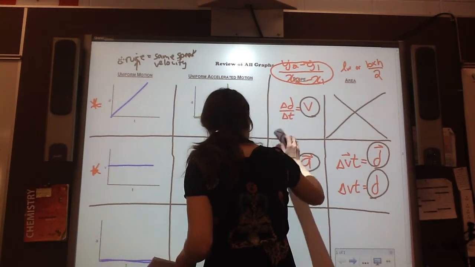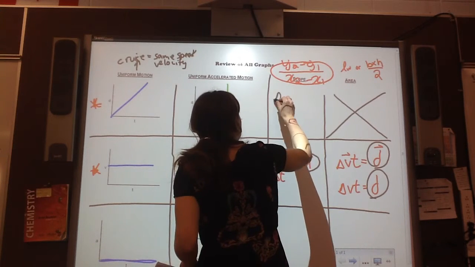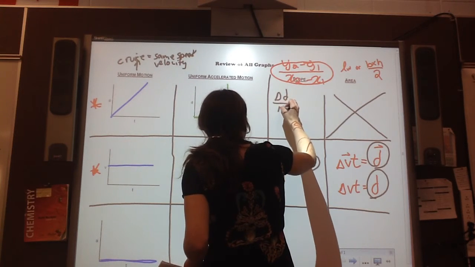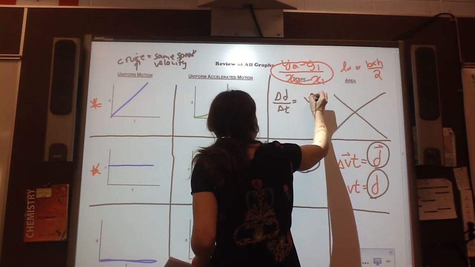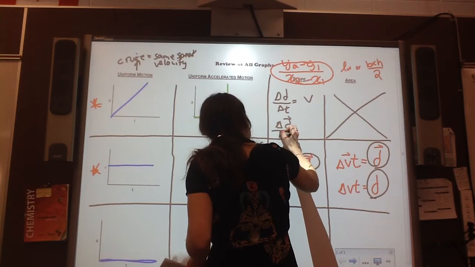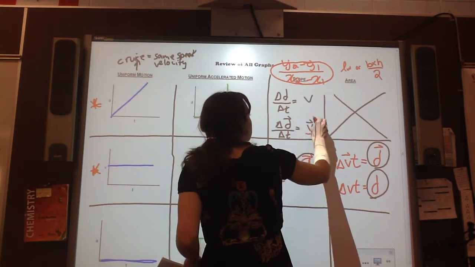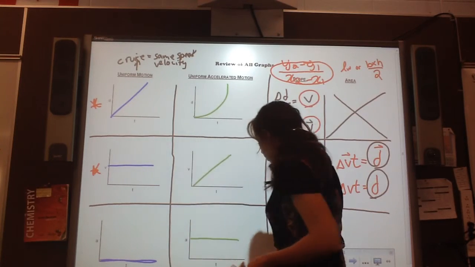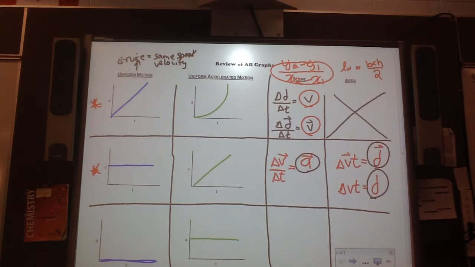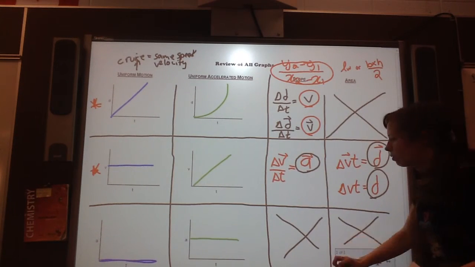And here too, we can add that in. We had written delta D over delta T is equal to V, or we could have delta D with the arrow over delta T is equal to V with the arrow. So that's what you need to know. And we won't do area or slope for those ones.